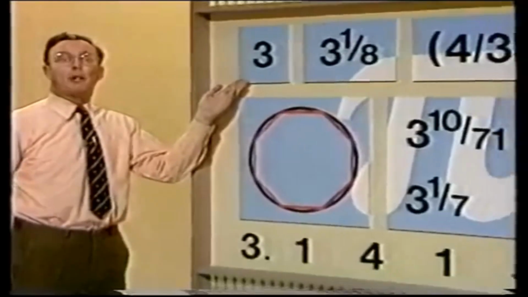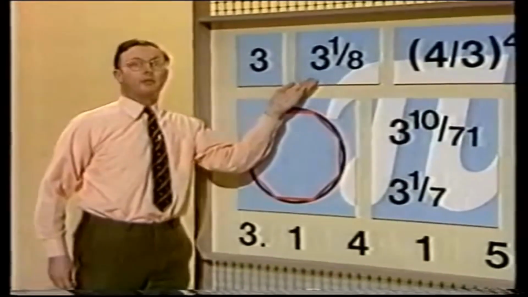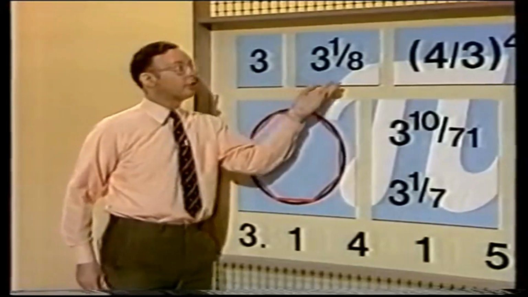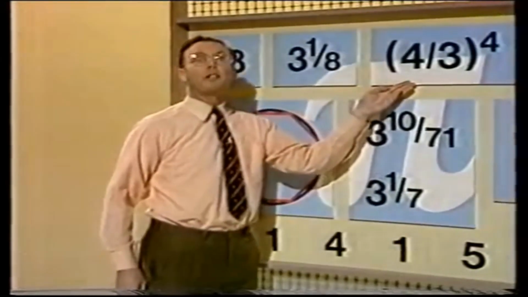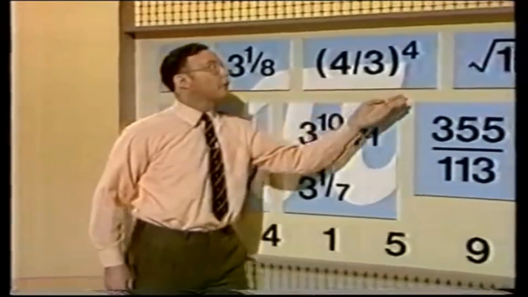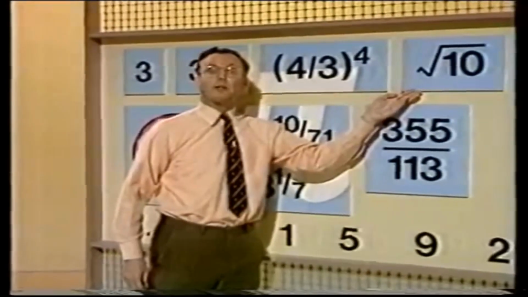But much earlier the Babylonians used this value, which is 3.125. And the Egyptians used this value, which is about 3.16. The Hindus used root 10, which is also about 3.16.